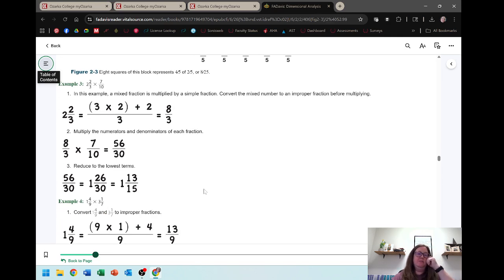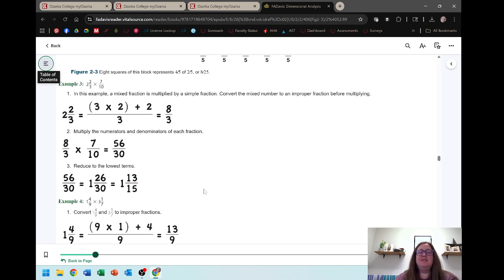So with mixed fractions, we're going to convert those mixed numbers into improper fractions, and then we can multiply across. So 2 2/3 becomes 8/3. And then we have 7/10, already a regular fraction. So 8/3 times 7/10, we simply multiply across the top, multiply across the bottom, get 56/30. So that number on top is larger than the bottom. So that means it's an improper fraction. And we need to reduce it to lowest terms.